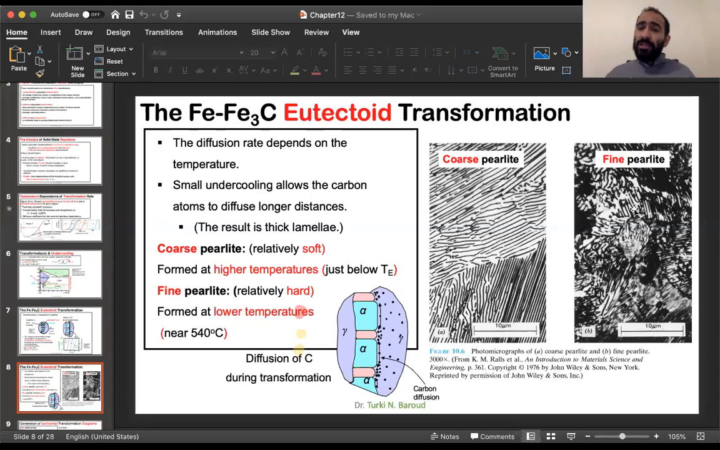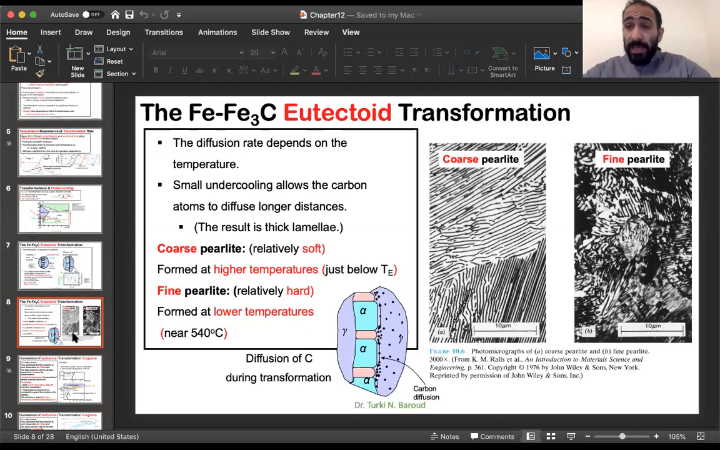What is the difference? Well, we said earlier iron carbide is hard and brittle, right? And alpha ferrite is ductile, right? So if you have a thick layer of alpha, as you can see here, that means you have more ductile phase in this region compared with the fine pearlite. So you expect a coarse pearlite to be relatively soft. However, the fine pearlite has a thin layer of alpha, so you expect it to be relatively hard compared with the coarse pearlite. Great.